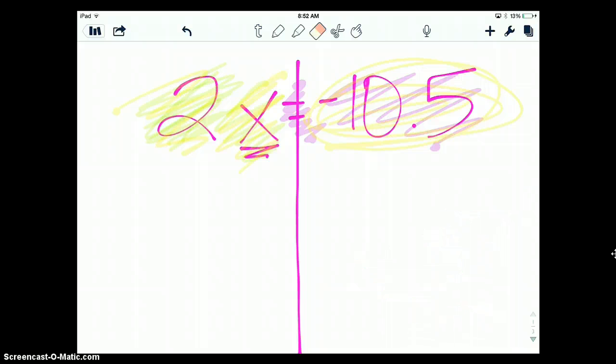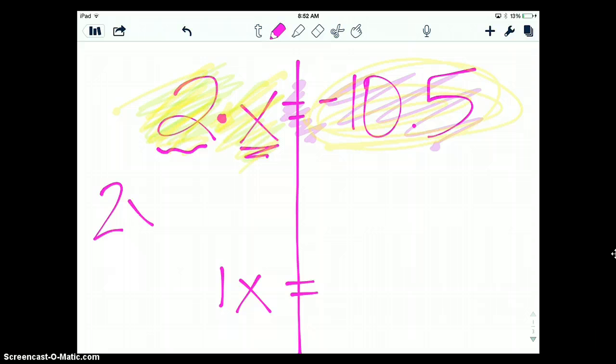So in this case, my whole goal is to get x alone. I want to know what one x is worth. Right now I know what two x's is worth. So what's happening between the 2 and the x? Multiplication. So to get down to just one x, we need to get rid of this multiplication by 2. So to get rid of multiplying by 2, we're going to take 2x and divide by 2.